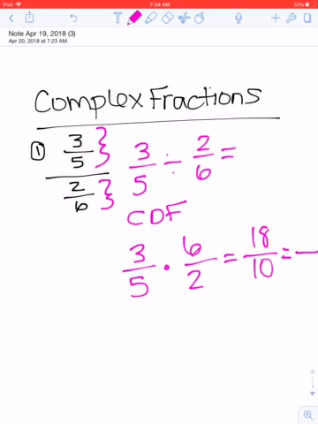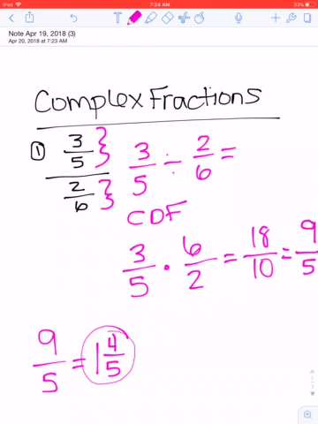I can go ahead and take a 2 out of the top. 18 divided by 2 is 9. 10 divided by 2 is 5. So my answer is 9/5, or 1, because I can take 5 out, and I'm left with 4, so I have 1 and 4/5. Okay?